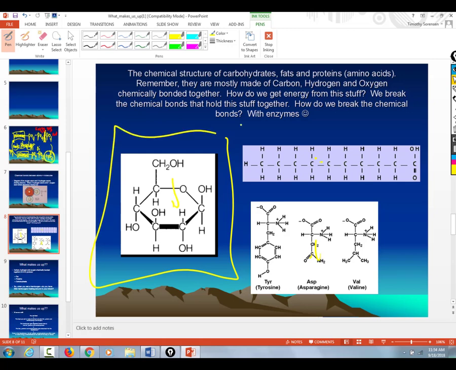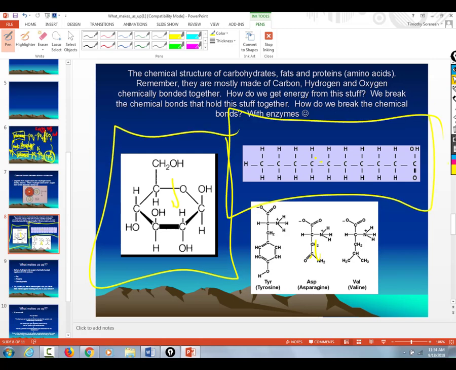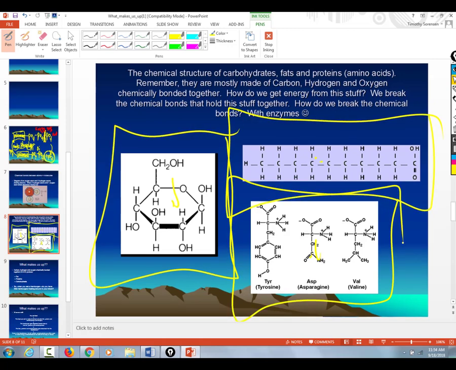Which fuel do you use the most inside your cells to make energy?